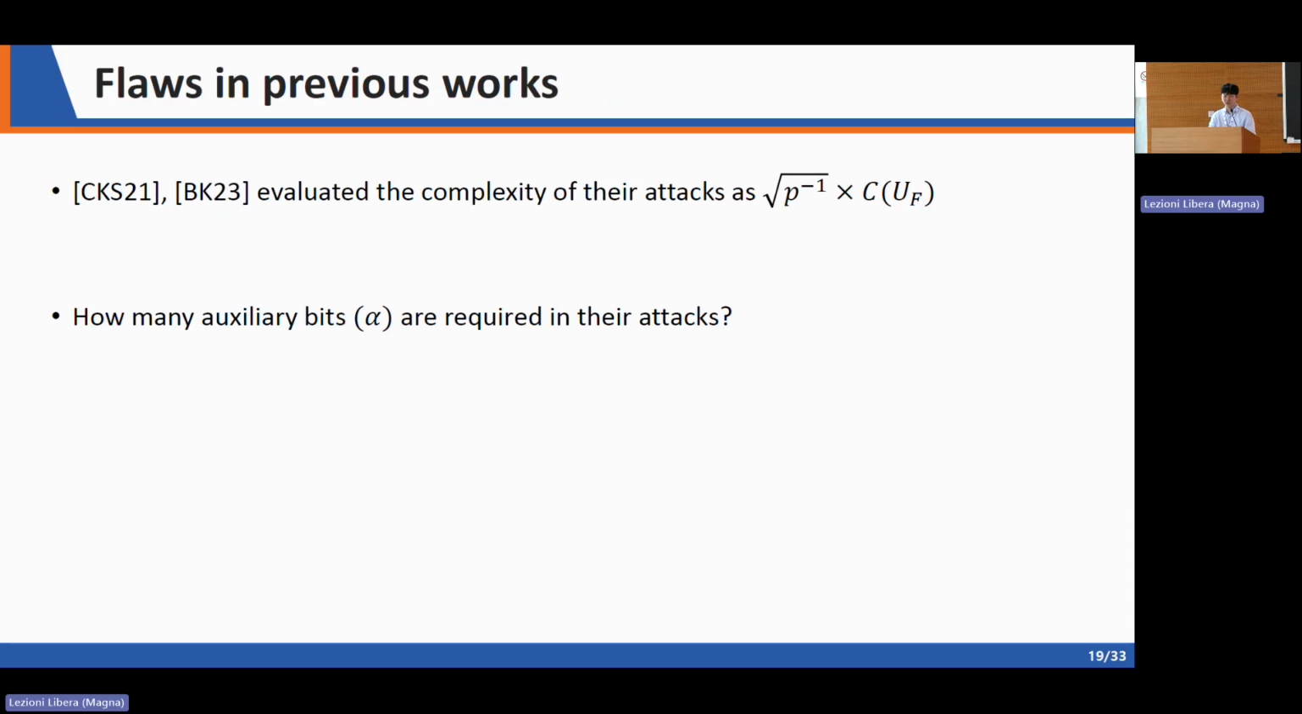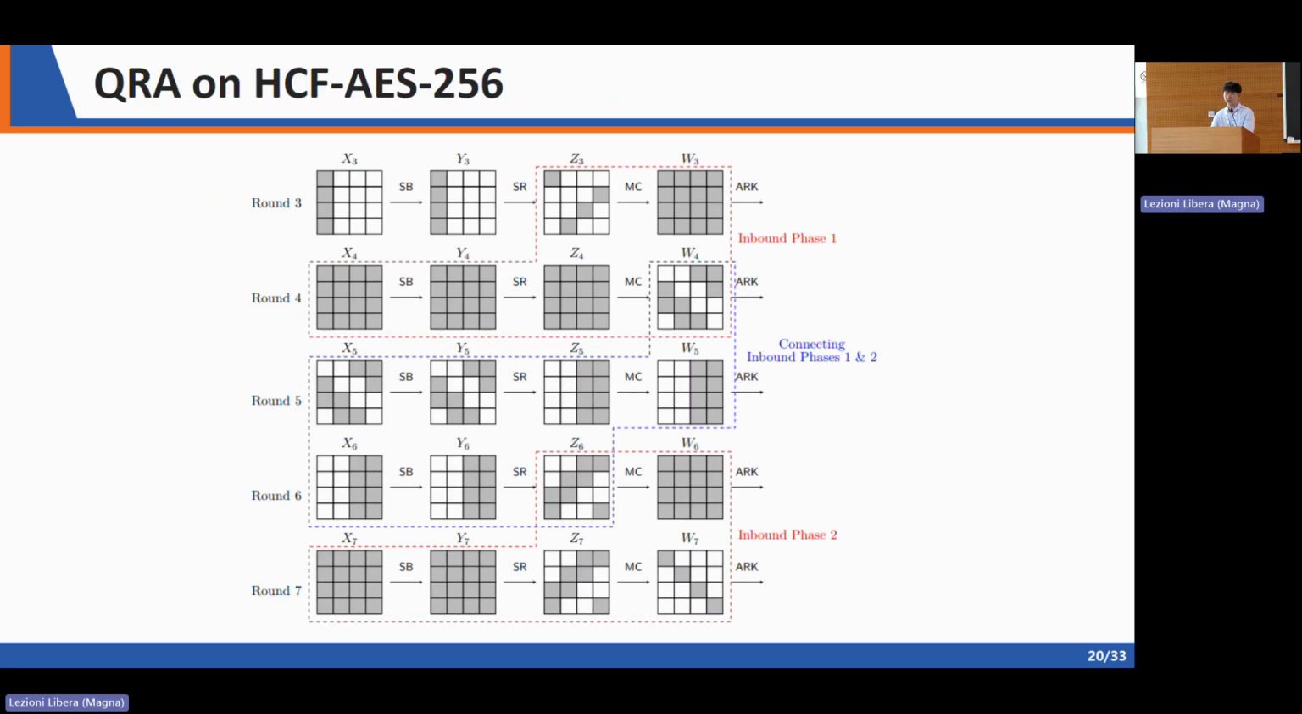So let's examine the attack on HCF AES. It is divided into two inbound phases with a connecting part between them.